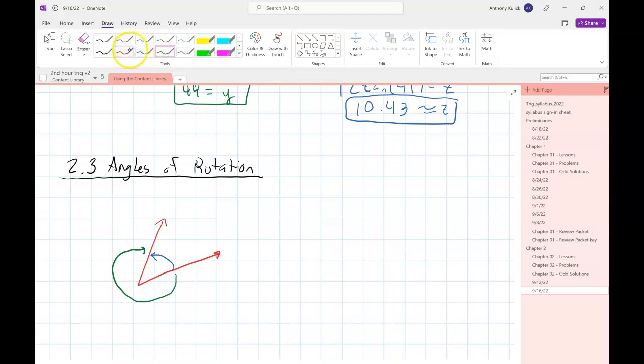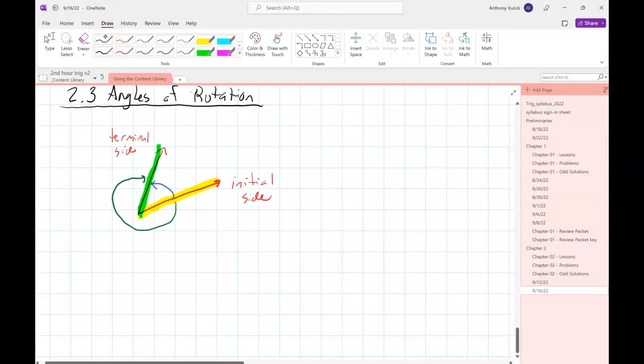So when we do this, we would call this arm of our angle the initial side, because when I drew my little arrows there, they're starting from that arm of my angle. Does everybody kind of see that? This arm of my angle, where my arrows stop, we would call the terminal side. Everybody's okay there?